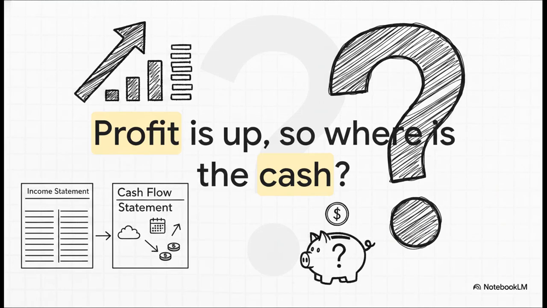Picture this, a company reports a massive net profit on paper, everyone's celebrating, but then they still run out of actual money to pay their bills. Wait, how is that even possible? Well, an income statement shows what an enterprise earned over a given period, but it includes non-cash items and accrued revenues that literally haven't hit the bank account yet. And that right there is exactly why we need a dedicated statement to track the pure, actual movement of cash.